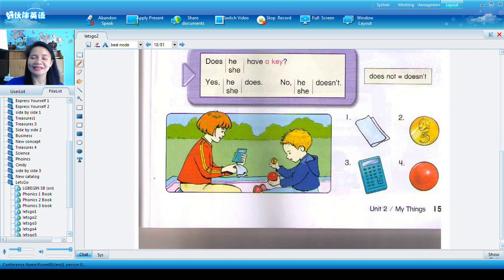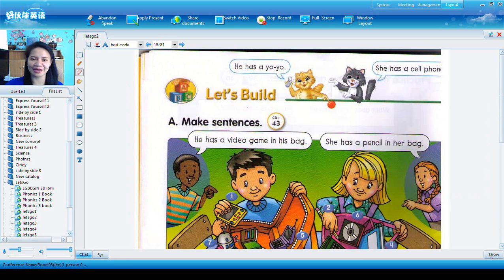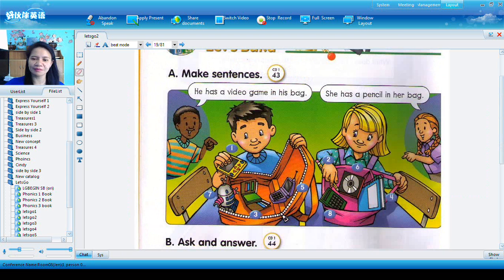All right. Now let me ask you, does he have a tissue? No, he doesn't. Does he have a calculator? No, he doesn't. All right. So that's when to use yes, he or she does, and no, he or she doesn't. Now let's move on and let's talk about the pictures that we have here and what do they have.